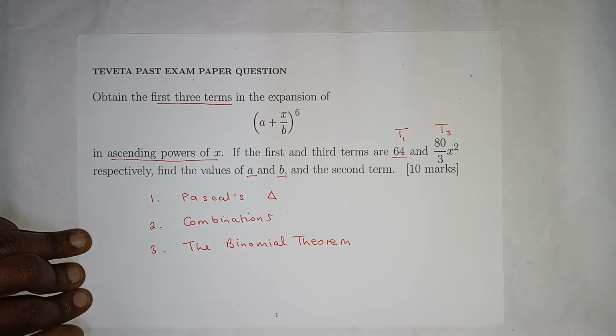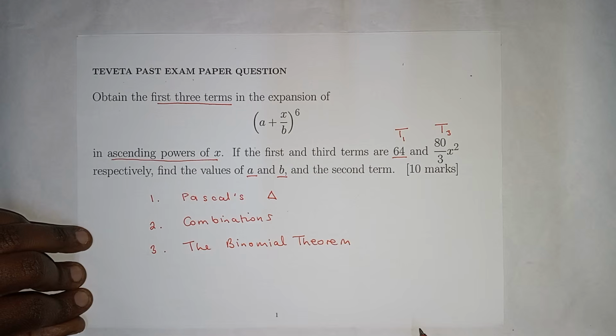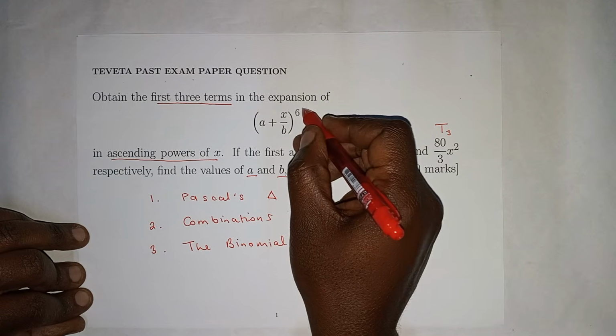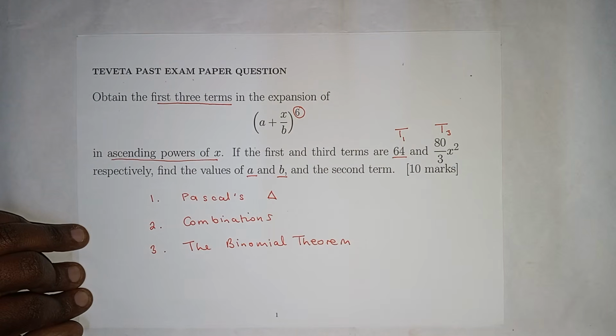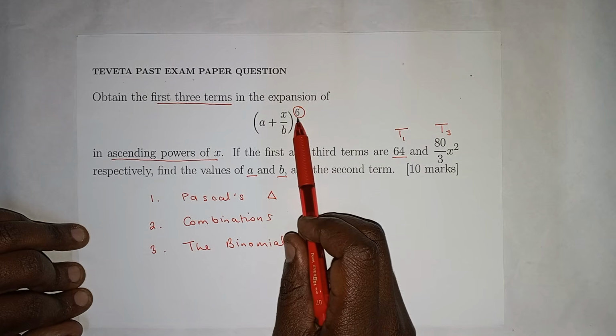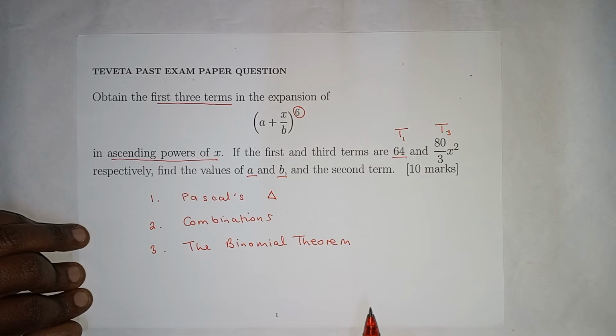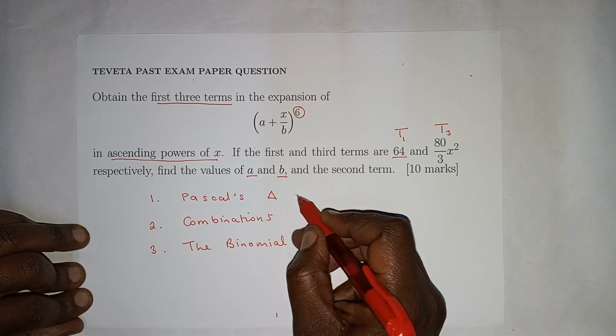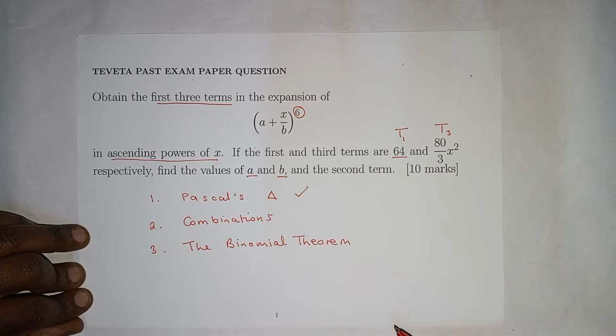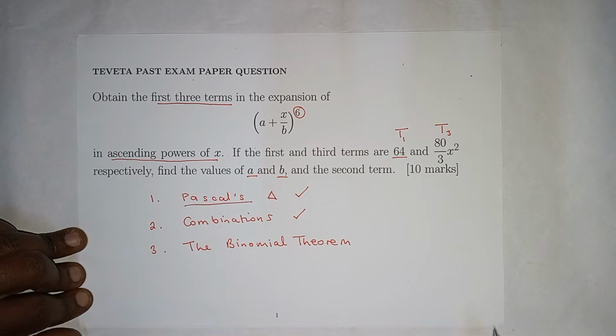Now notice if we want to expand a binomial expression which is raised to a positive power, like in this particular case, we're raising it to the power 6, the easiest two methods are Pascal's triangle and combinations. In this solution, I will use the Pascal's triangle.